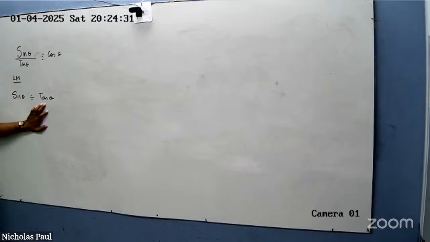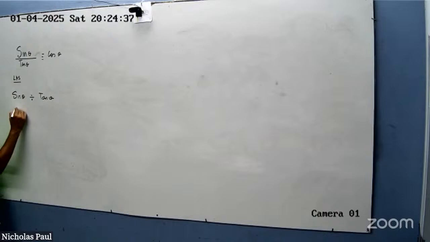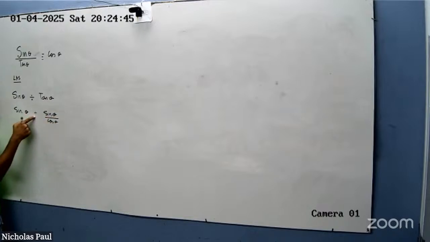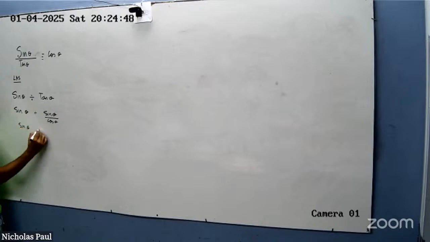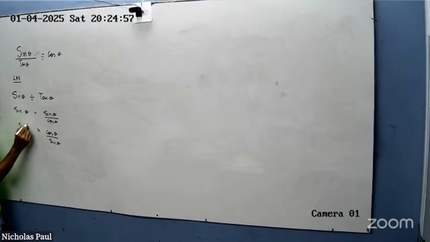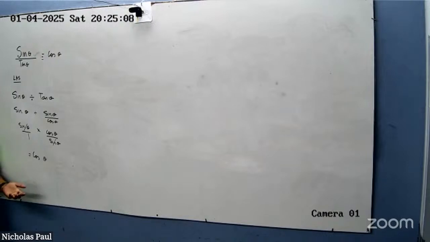But tan is what? Sine on cos. So you have sine theta divided by sine theta over cos theta. This divide will turn into multiply, and I flip this over. Now sine will cancel, and you'll be left with cos theta. That's basically how you prove an identity. It won't always be this simple, but I'll just show you the steps that I take.